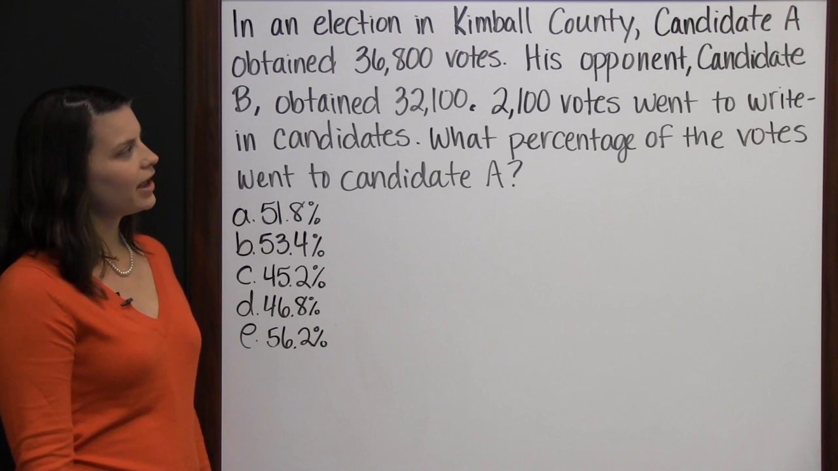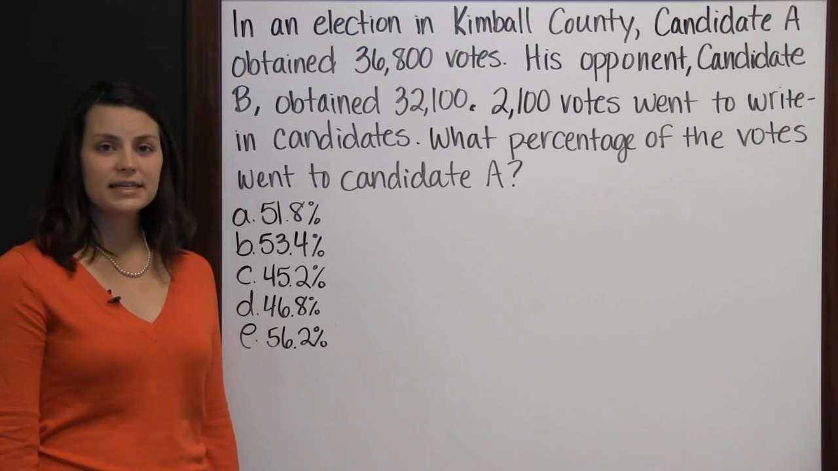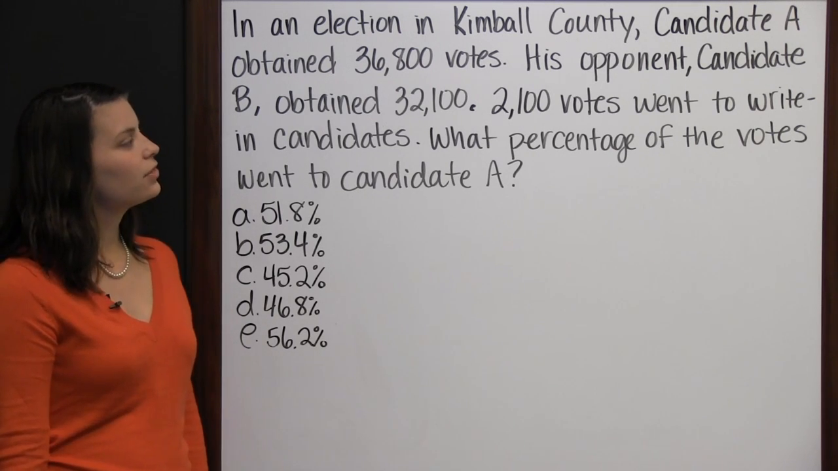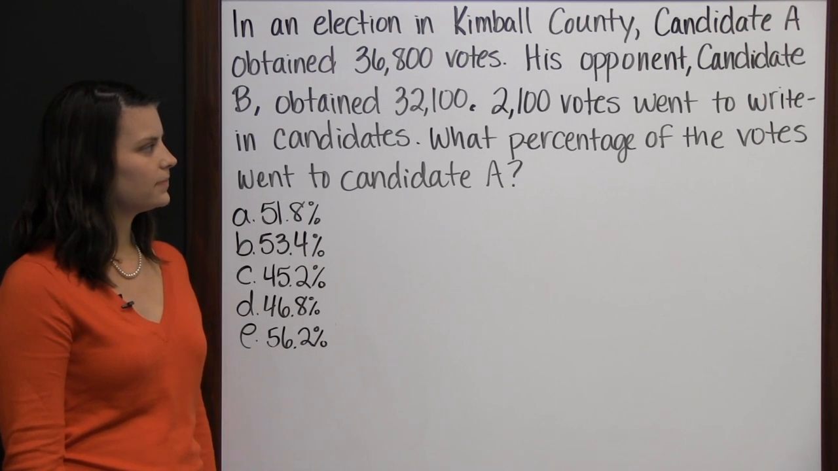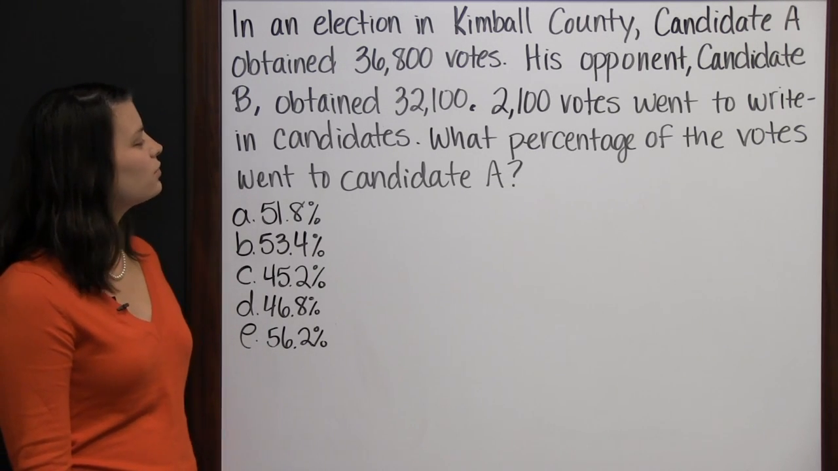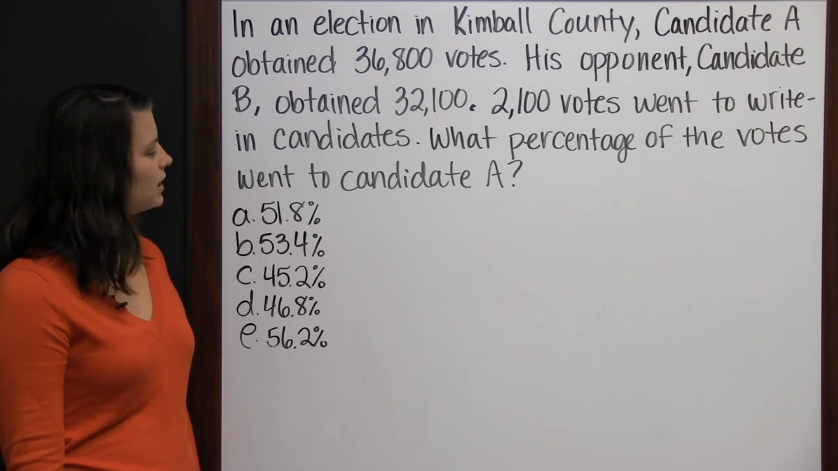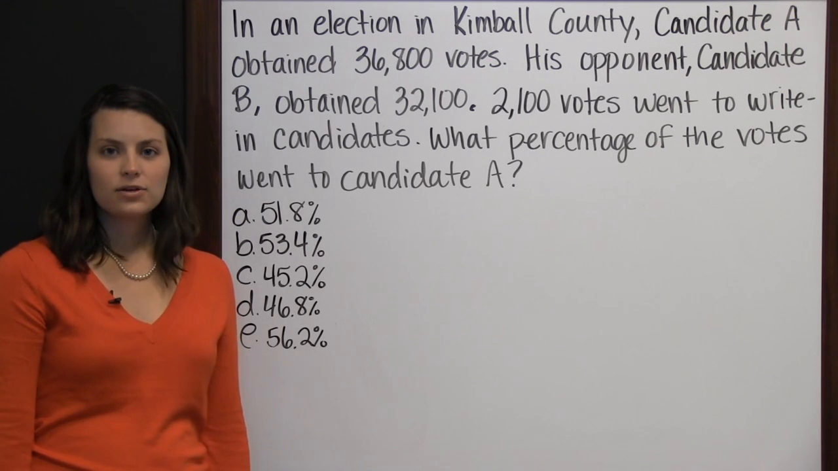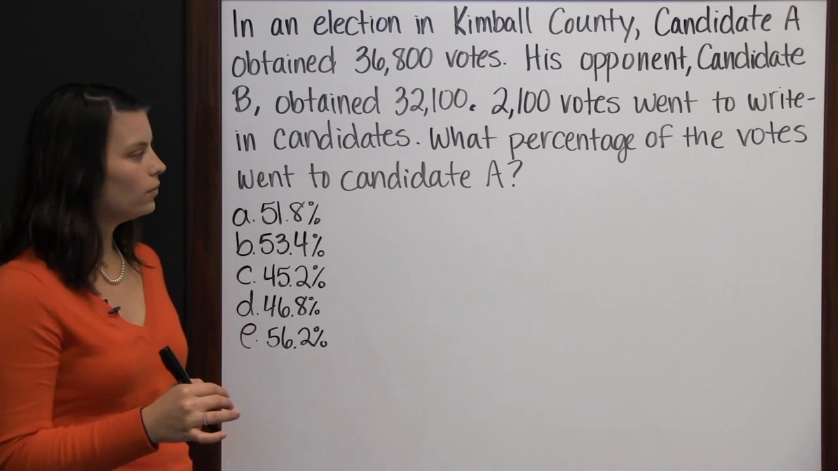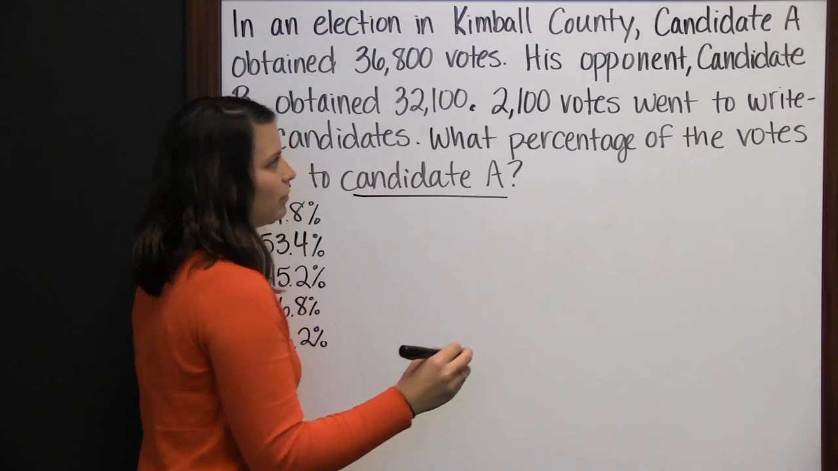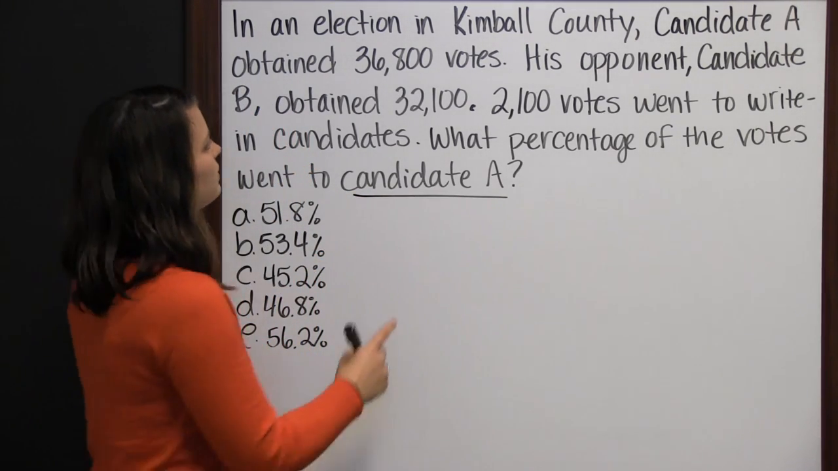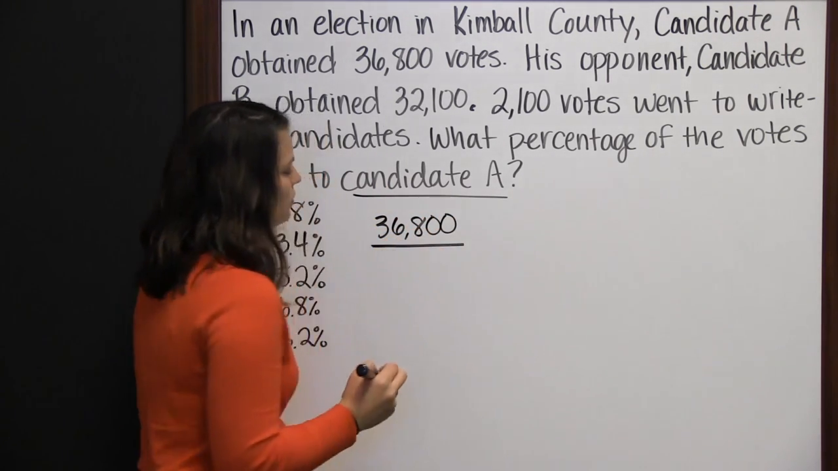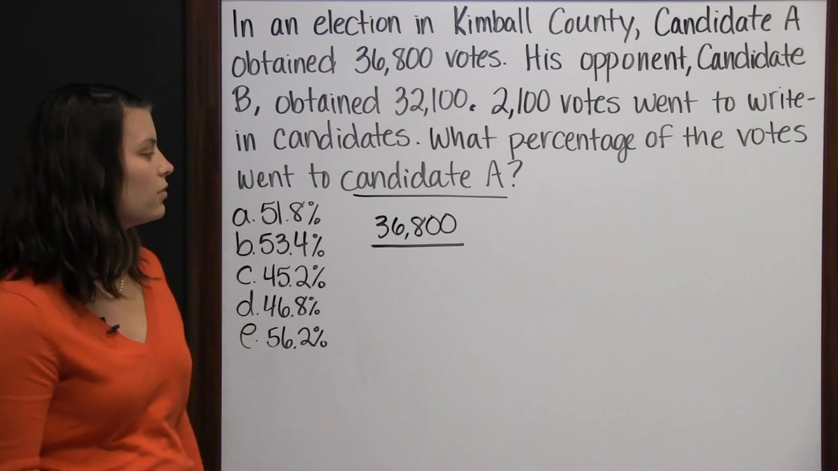In an election in Kimball County, candidate A obtained 36,800 votes. His opponent, candidate B, obtained 32,100 votes. 2,100 votes went to write-in candidates. What percentage of the votes went to candidate A? To find a percent, we need the part over the whole. And we know the part. The part is the number of votes candidate A received, which is 36,800. What I need to know is the whole, or the total, number of votes.